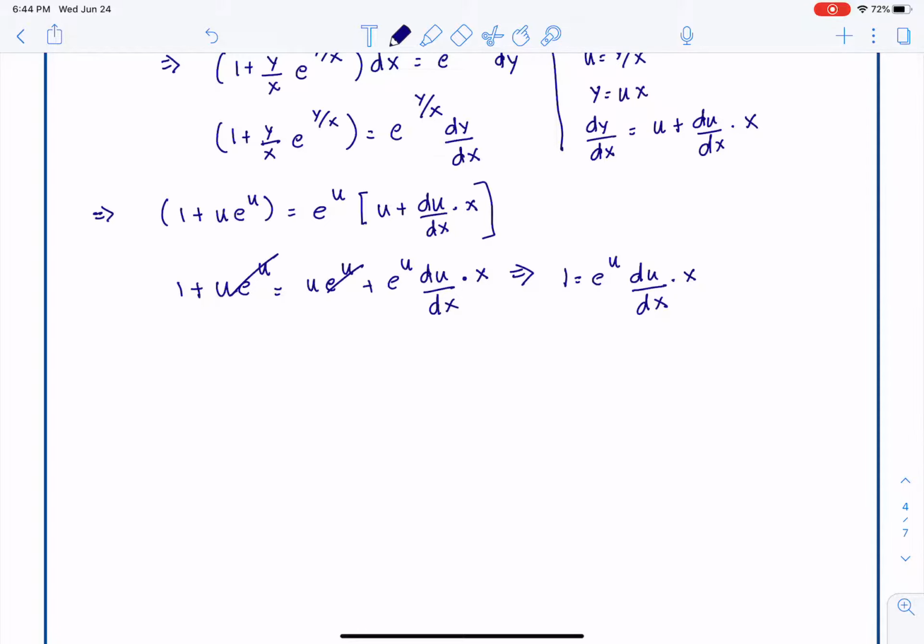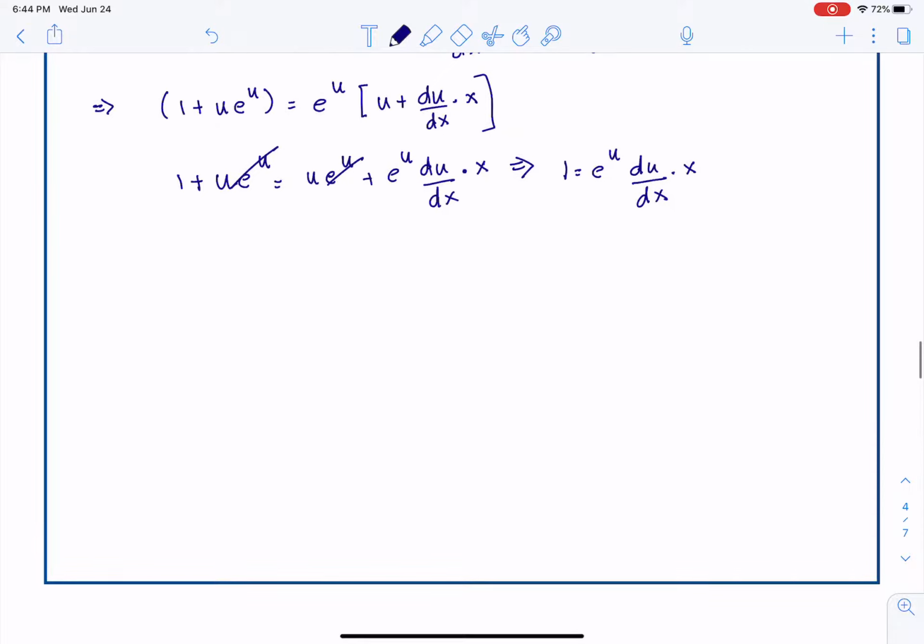That looks like a separable equation. Move all the x's to one side and u's to the other. So dx over x would equal e raised u du. Integrate on both sides. Integral dx over x is equal to integral e raised u du. Integral dx over x is simply ln of x plus c. Integral of e raised u is simply e raised u.